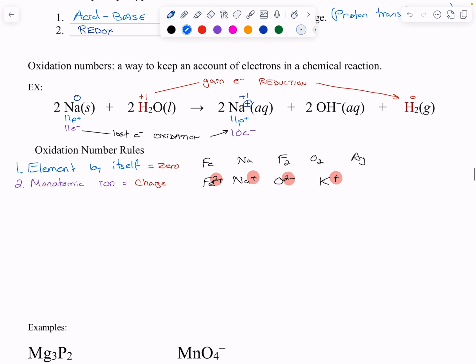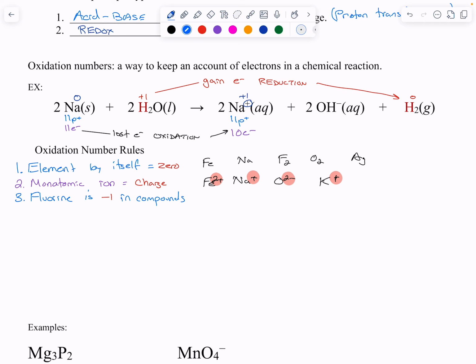All right, number 3. Fluorine is -1 in compounds. Period. The only time fluorine's not -1 is in F2, where fluorine is 0. Every other time you see fluoride, it's -1.